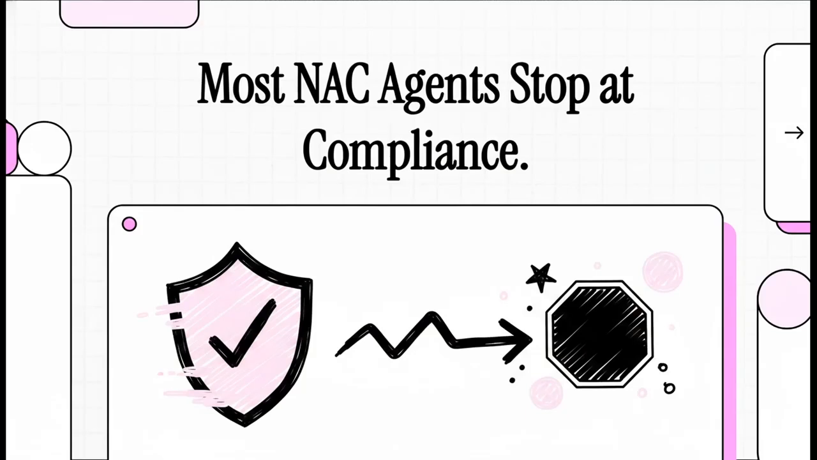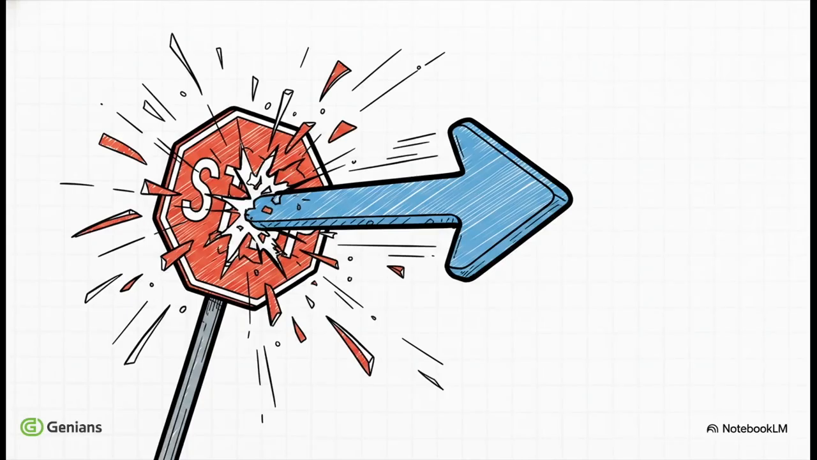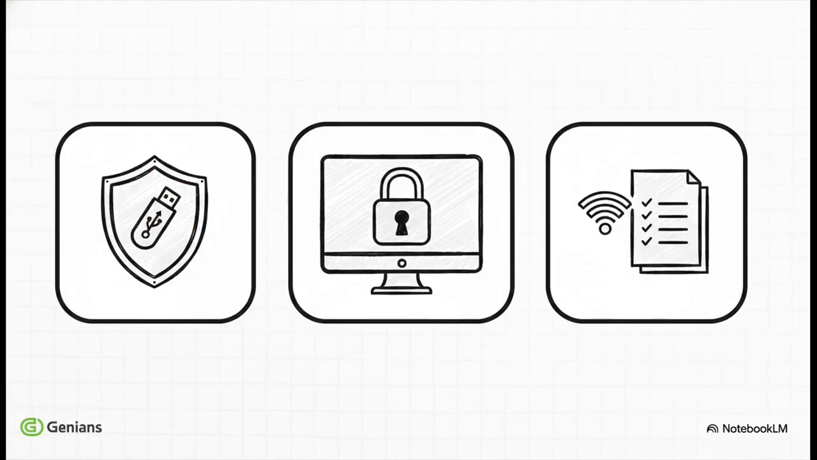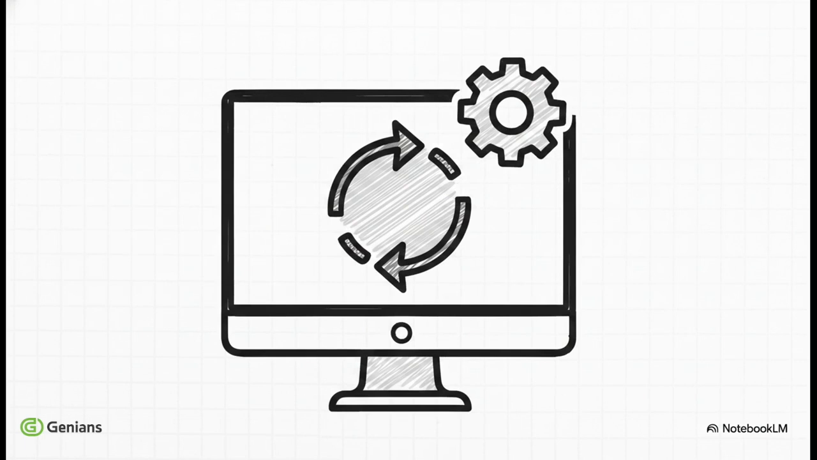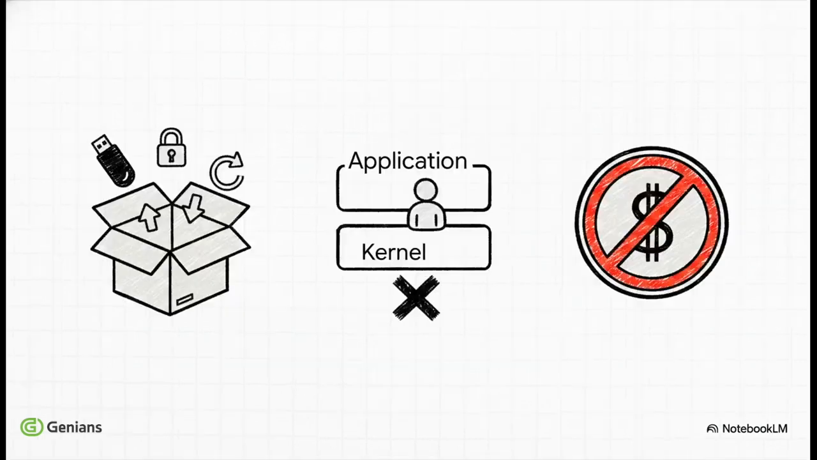Most network access control agents have one function. They check for compliance. This one doesn't. It also provides USB control, screen lock enforcement, and wireless policy management. And it includes Windows Update Management. These functions are included. There is no extra license. And the agent has no kernel driver.